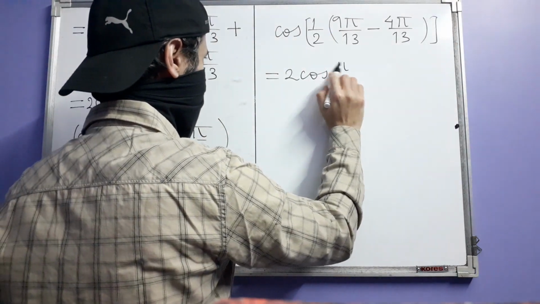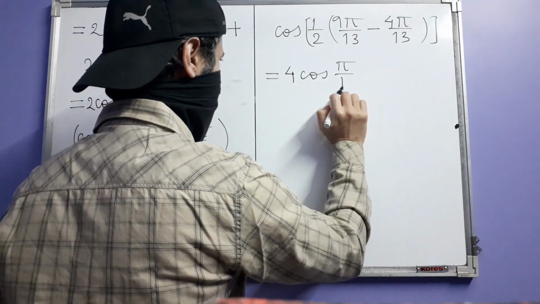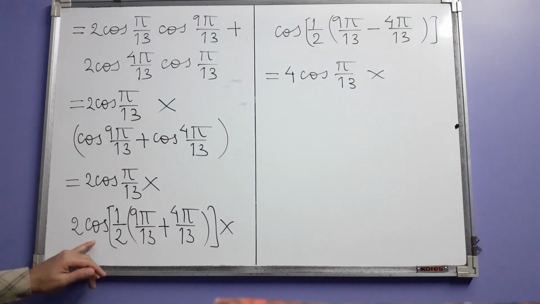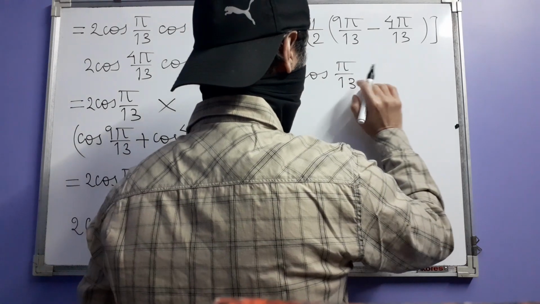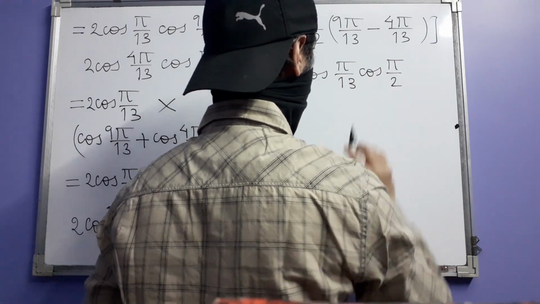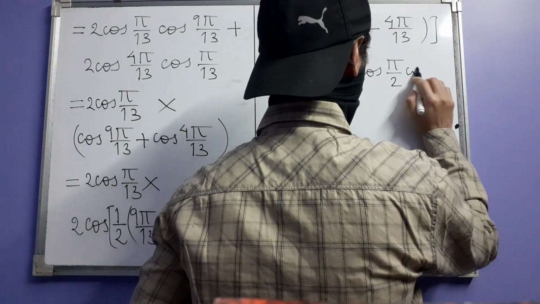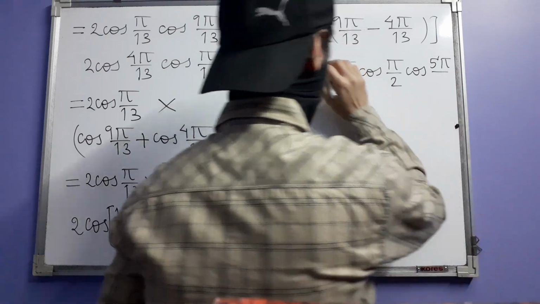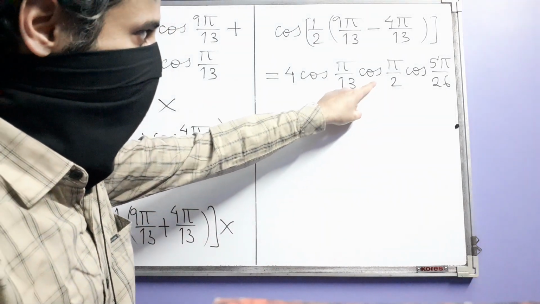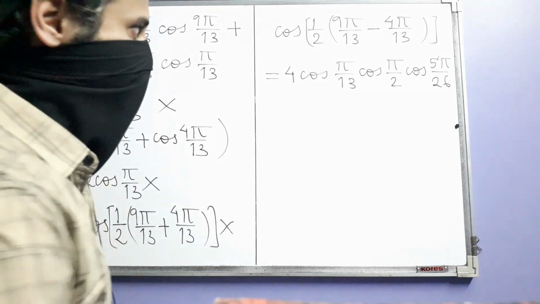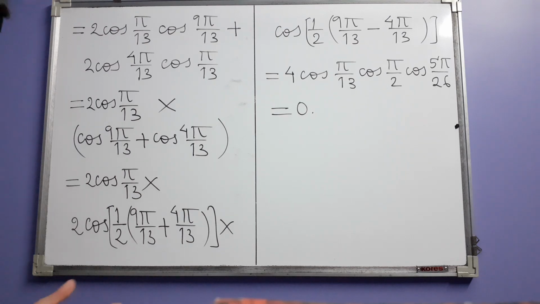2 cos, actually we can write 4 because 2 times 2, times, so what will this be? 9 plus 4 is 13, 13 divided by 13 is 1, so we can write cos pi over 2 times, what will this be? 5 cos 5 pi divided by 2 times 13 is 26, and this is 0 because of this term, cos pi over 2 is 0, and that's how we get 0. Okay, so that is what we wanted to prove.